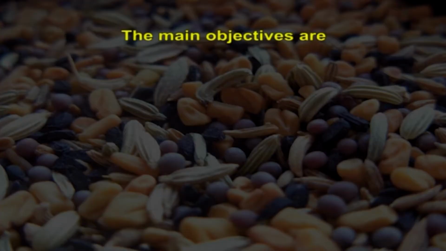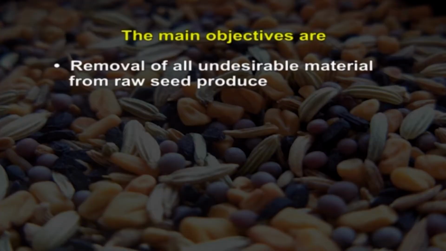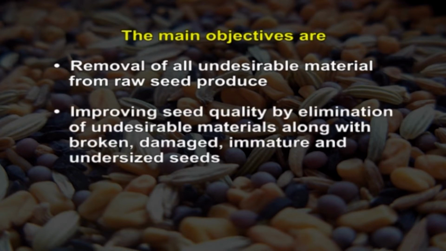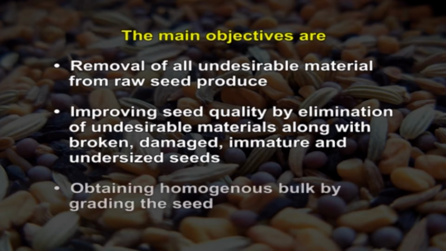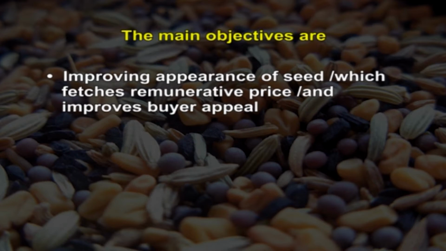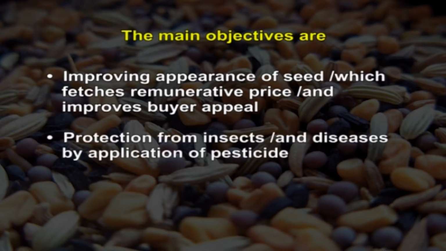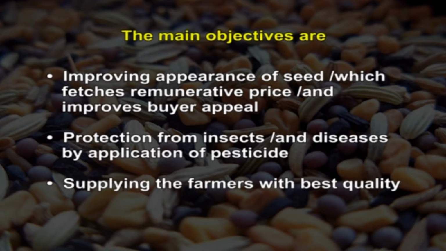The main objectives are removal of all undesirable material from raw seed produce, improving seed quality by elimination of undesirable materials along with broken, damaged, immature and undersized seeds, obtaining homogeneous bulk by grading the seed, improving appearance of seed which fetches remunerative price and improves buyer appeal, protection from insects and diseases by application of pesticide, supplying the seeds to the farmers that are of the best quality.